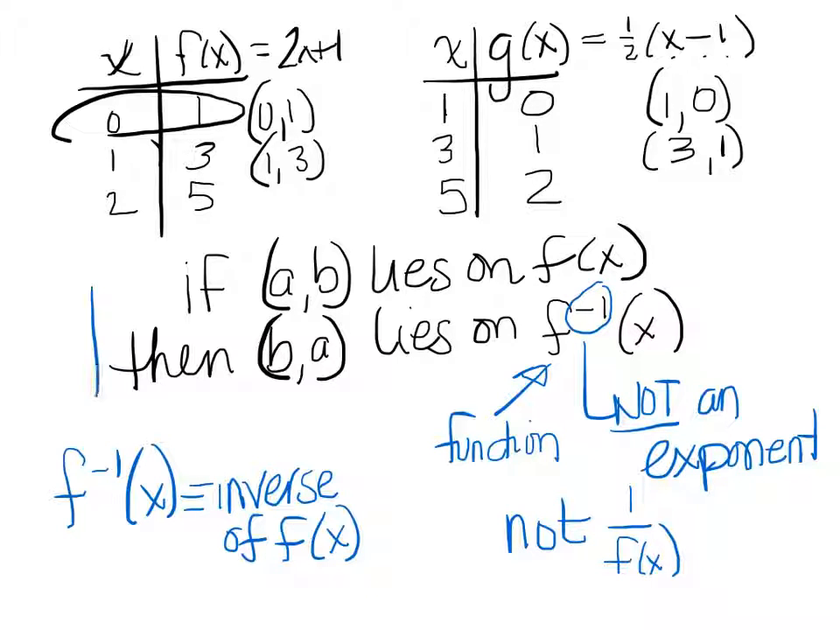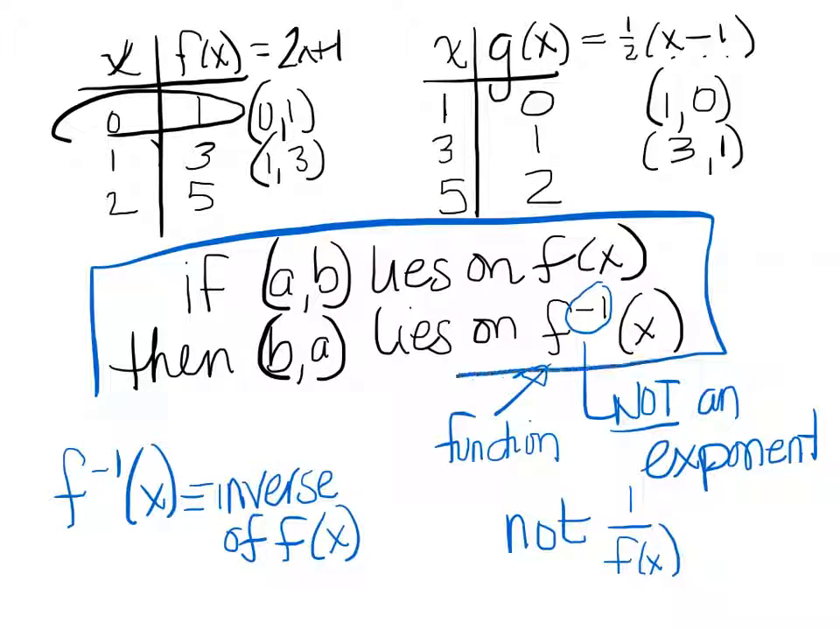Alright, but then we still have this nice little rule you can remember. If B lies on f of x, then A lies on f inverse of x. Okay? And I can show it to you on a graph. Let's make some x and y axes here.